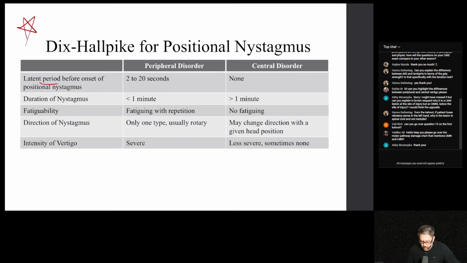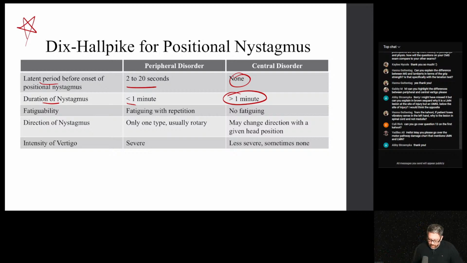So latent period: when you put them down, how fast do they start getting nystagmus? Is there a latent period? Do they immediately go to nystagmus, or is there a delay? If they immediately go to nystagmus, there's no delay. It is a central disorder. We know it's anything with the brain. If there's a lag period, 2 to 20 seconds before you start seeing the nystagmus, we know it's a peripheral problem. The duration: if it's short-lived and it goes away within a minute, again, peripheral. If the nystagmus, the bouncing or rotary, whatever's going on, lasts more than a minute, then you have a central disorder.